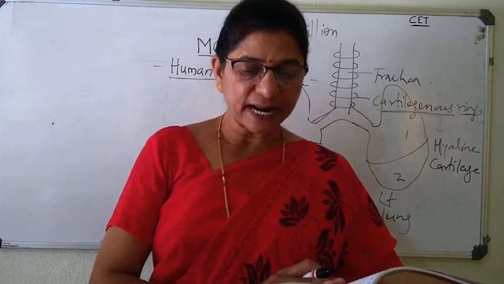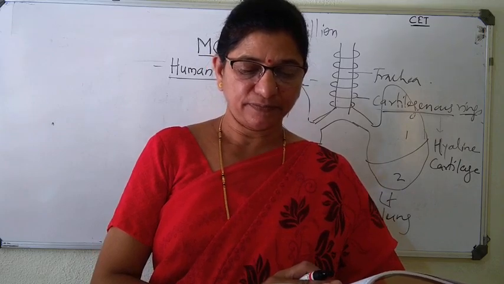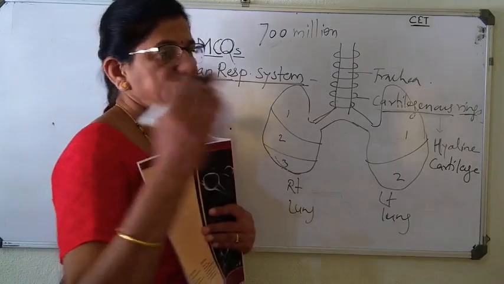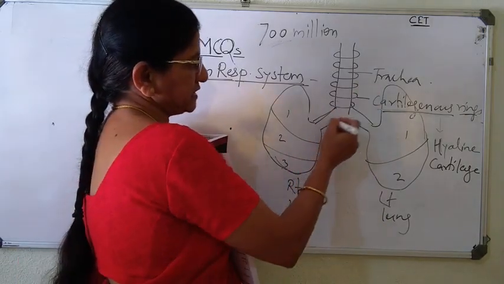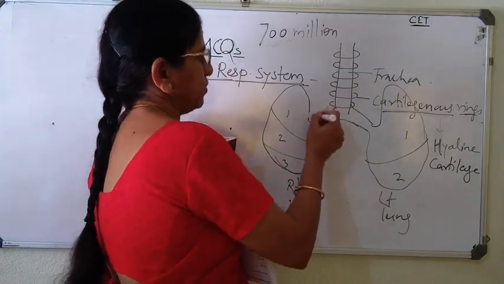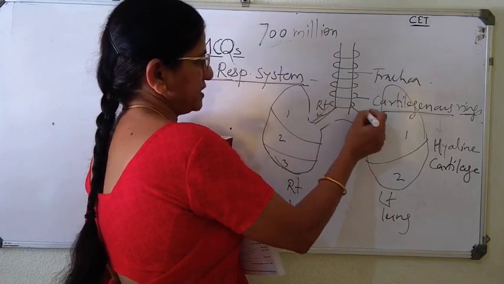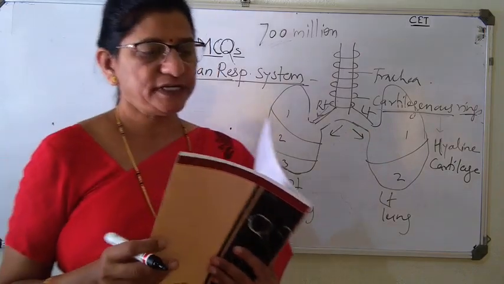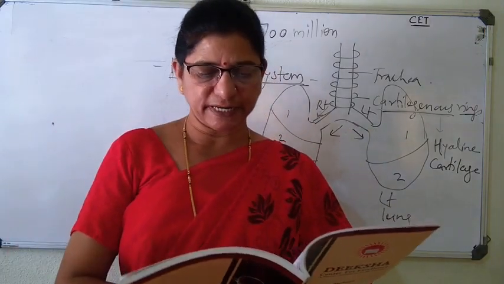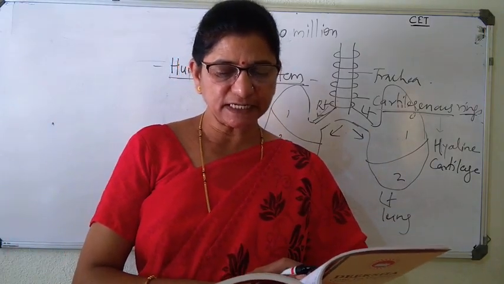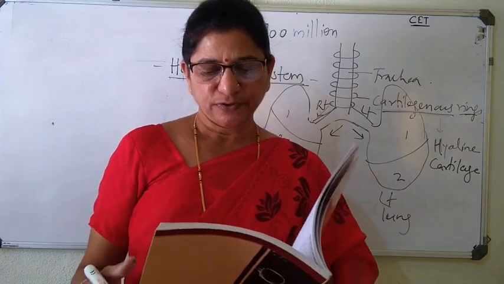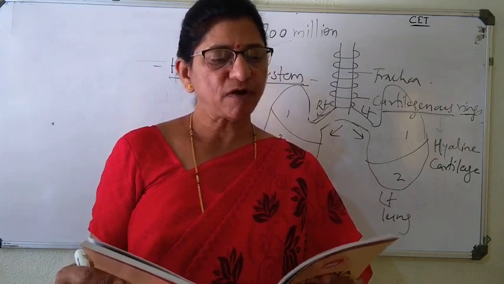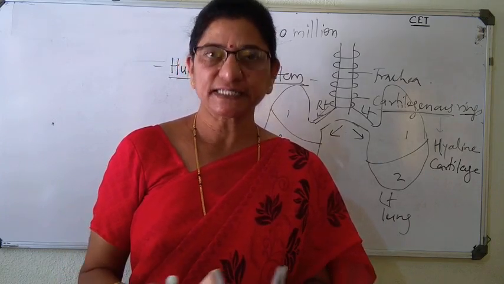The left and right bronchi are subdivisions of trachea. Correct answer is subdivision of trachea. You can say trachea is divided into this one the right bronchus, this one the left bronchus. Right? So these are the subdivisions of trachea. So correct answer is subdivisions of trachea. So here we complete all the questions from 57 to 97.